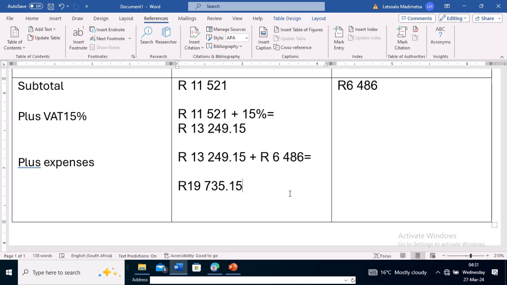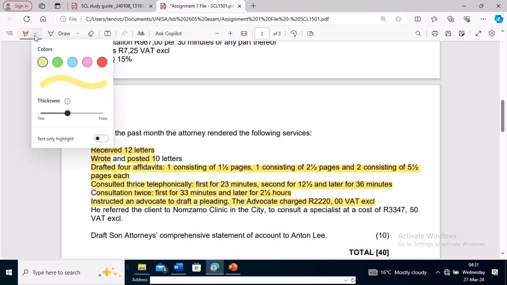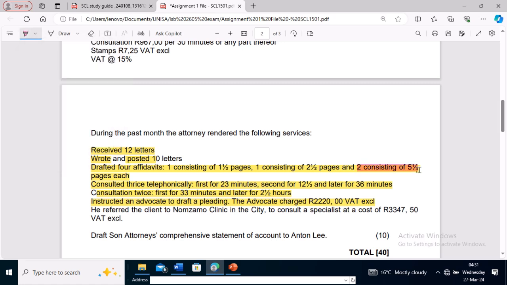Please read the service rendered carefully, because if you can check here, let me show you the question paper. Let me choose a different color so that you could see it very well. Let me just take pink. Okay, let me show you. Yeah, here. Most people get it wrong when it comes to this thing of 2 consisting of 5.5. So please make sure that you approach this thing with a clear mind, and please make sure that you calculate these things with caution. So guys, all the best.